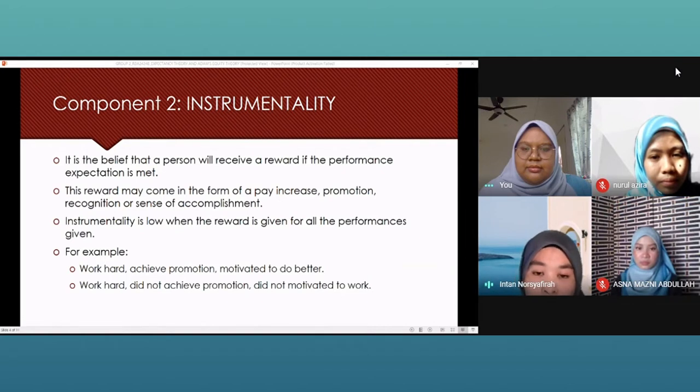For example, individuals who have worked hard in their task, they supposedly achieve a promotion, thus they will be motivated to do better. But if that individual have worked hard on the task but they did not achieve a promotion, then they will not be motivated to work harder. Next.